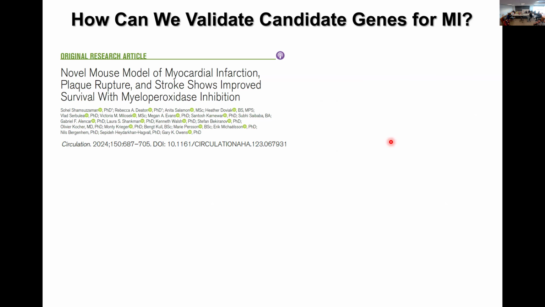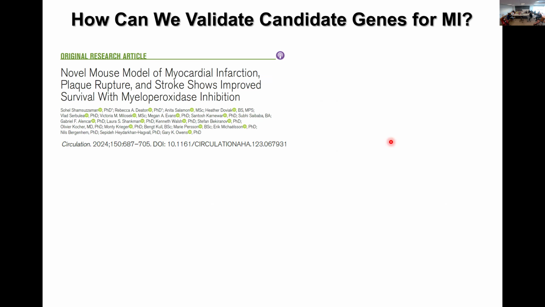Okay, so how are we going to validate a candidate gene for MI? For those of you who don't know, in mice, it is very difficult, if not impossible, to get a mouse to have a heart attack. They just don't get lesions in the coronary arteries. They get lesions in the aorta and some other arteries like the carotid and the brachiocephalic, but you just don't get really any in the coronary artery.